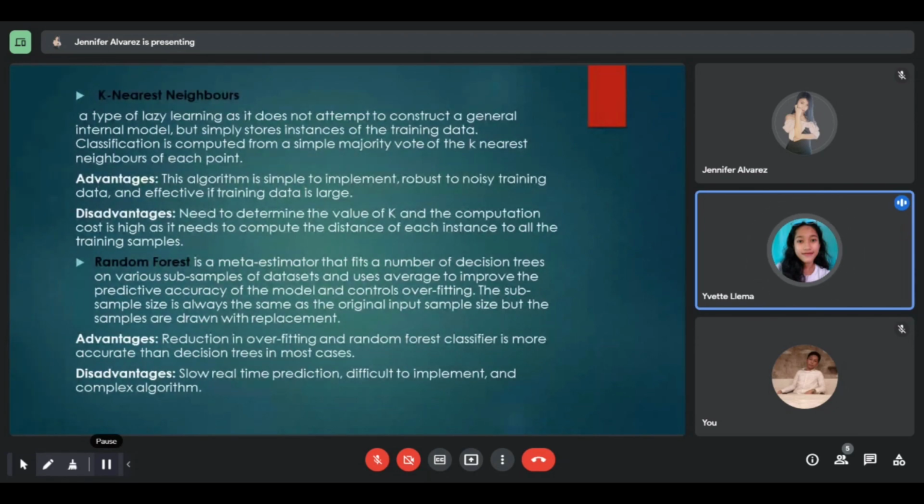Advantages of random forest: reduction in overfitting, and random forest classifiers are more accurate than decision trees in most cases. While the disadvantages of this method are that it is slow in real time prediction, difficult to implement, and a complex algorithm.